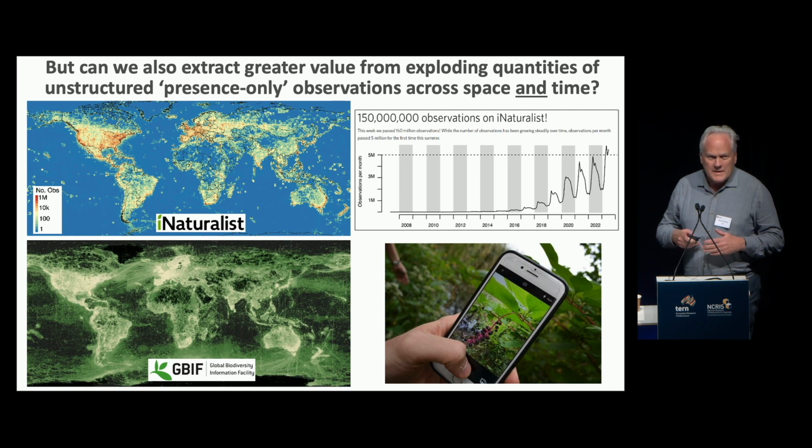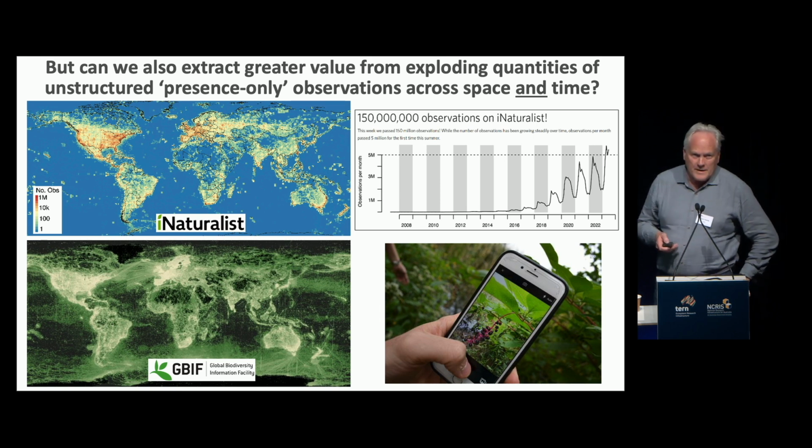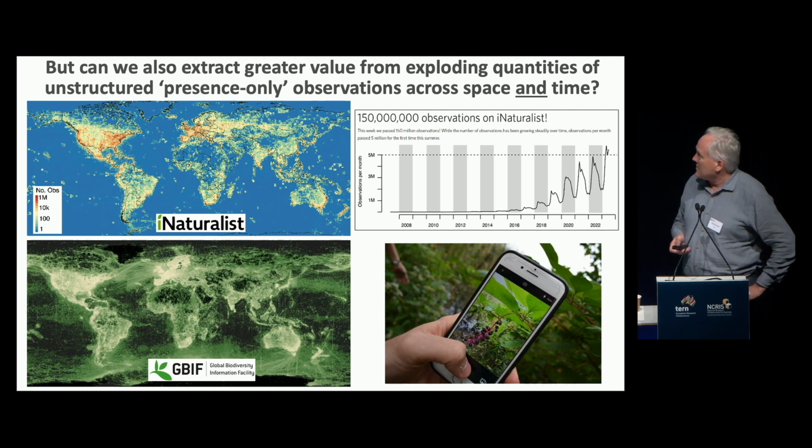And that's this explosion of data where, rather than repeat visits to the same locations, people are essentially just recording wherever they happen to observe species, so sort of ad hoc or opportunistic observations of species across space and time. And of course there's been an explosion of this kind of data, largely as a result of citizen science smartphone apps and initiatives such as iNaturalist.